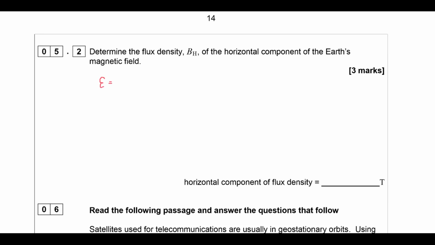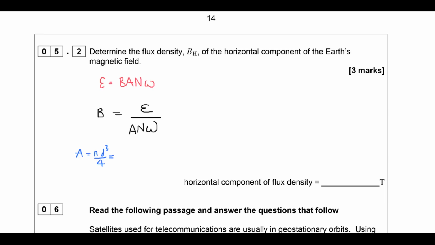So essentially we're going to look at the maximum EMF, which you should know is given by this equation here. So what we're going to need to do is work out what A is, what N is, and what omega is, and we're going to need to measure the maximum EMF from the graph. So let's first rearrange this. We want to get B, so we need EMF divided by A, N, omega. So let's get those three things separately. A is going to be pi d squared over 4.